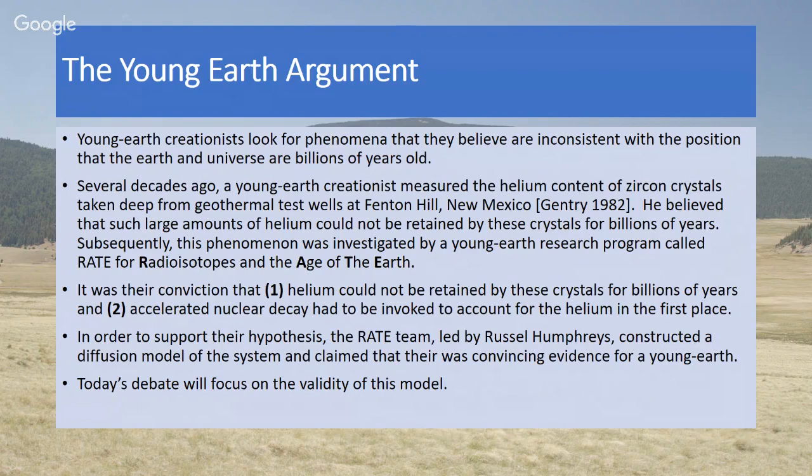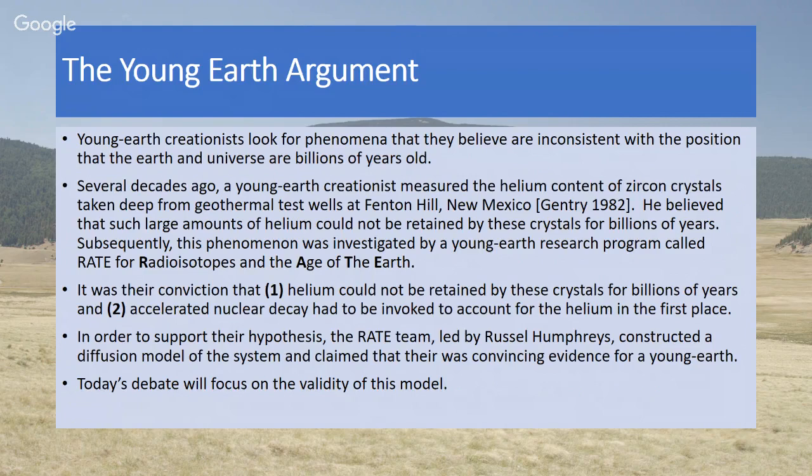Subsequently, almost 20 years later, a team of young Earth creationists came together to start a research program. It was called RATE, for radioisotopes and the age of the Earth. It was actually a multi-pronged program with several different tracks, the helium diffusion being just one track of it. And they had different lead scientists for each track. But the overall purpose of the program was to try and reconcile a young Earth model view with radiometric dates, which typically show much older ages for rocks.